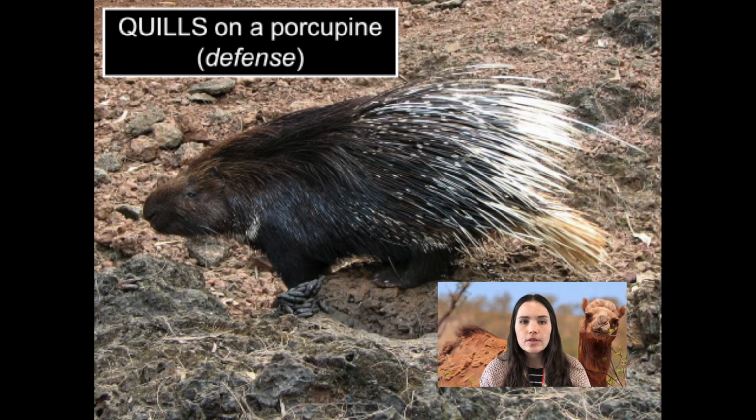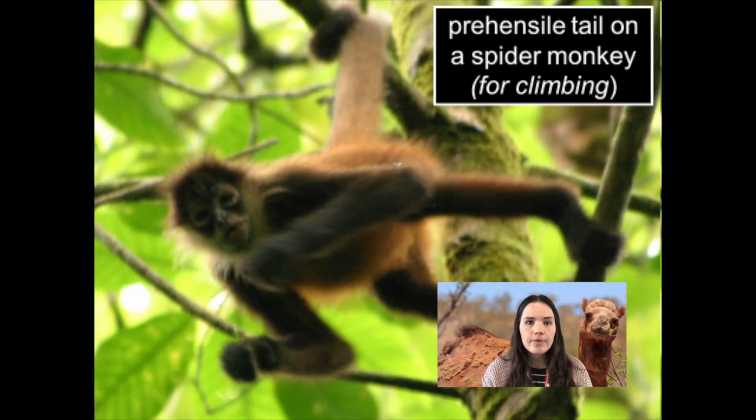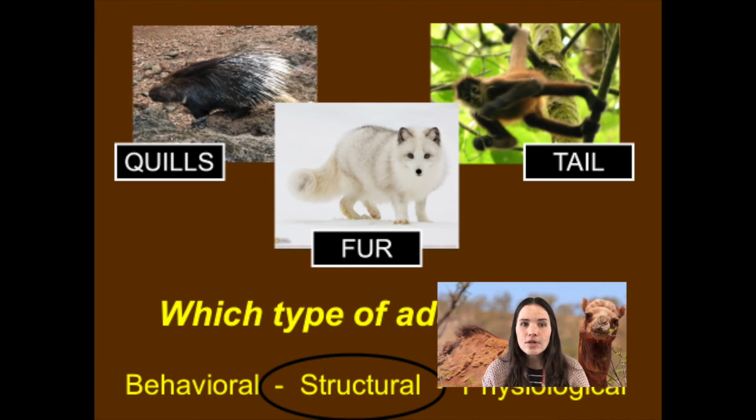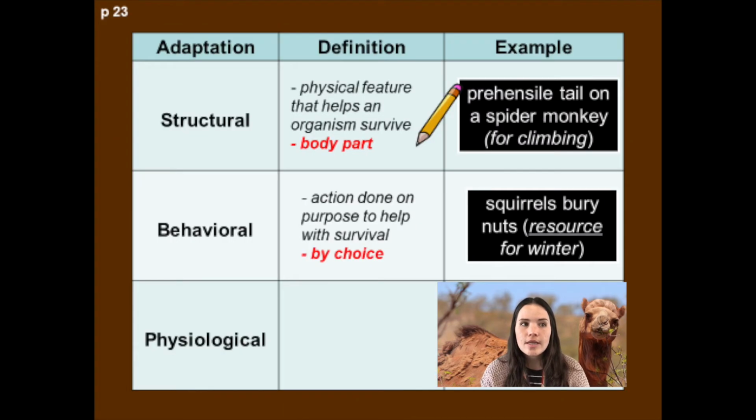Next, we have the quills on a porcupine for defense, a prehensile tail on a monkey for climbing, and thick fur on an Arctic fox for warmth. What type of adaptation do you think these are an example of? Physiological, behavioral, or structural? That's right, it's a structural adaptation. A structural adaptation is a physical feature that helps an animal survive. It is usually a body part.